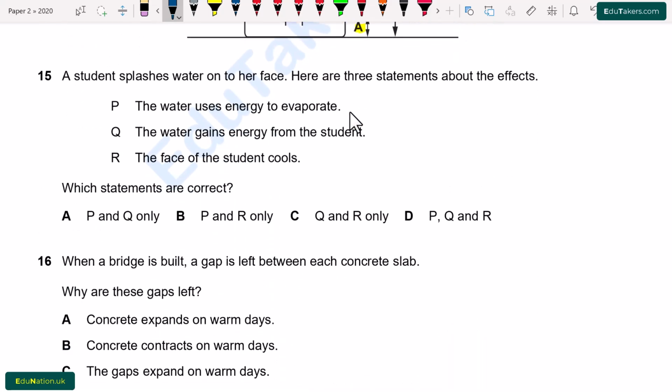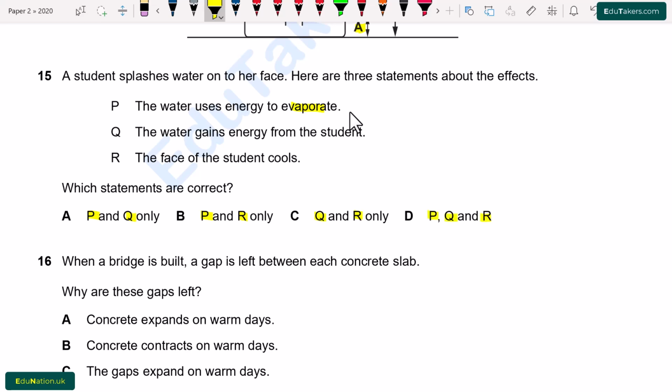Question number 15. A student splashes water on her face. Here are 3 statements about the effect. P. The water uses energy to evaporate. Q. The water gains energy from the student. R. The face of the student cools. Which statements are correct? Option A, P and Q only. B, P and R only. C, Q and R only. D, P, Q and R.